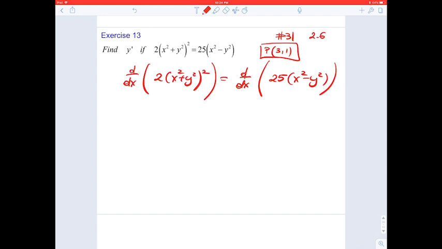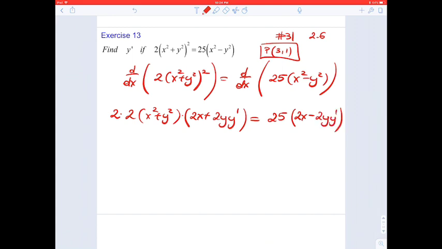Let's differentiate first. We will copy the constant 2, and now we have x squared plus y squared, squared. That means quantity squared derivative is 2 times this quantity, x squared plus y squared. Now times derivative of this quantity. Derivative of x squared is 2x, derivative of y squared is 2y, y prime. Now copy 25, always copy a constant, and differentiate x squared to x and differentiate y squared to y, y prime.